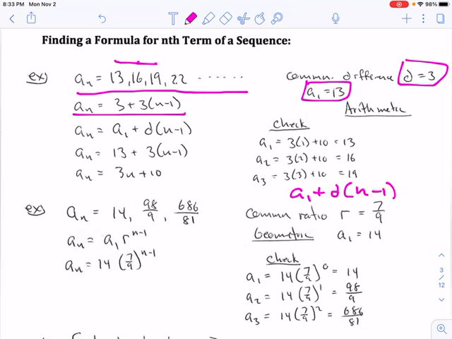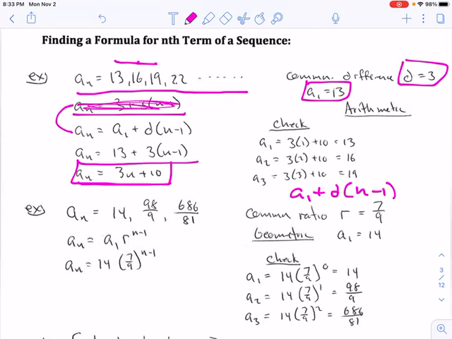Simplifying that, I wrote this kind of out of order. I guess I put this, so that should come first. Okay, so a sub 1 plus d times n minus 1, plugging in the 3 and the 13. The first term is 13 plus 3 times n minus 1, which we can simplify to 3n plus 10. So that would be the nth term formula for the sequence.